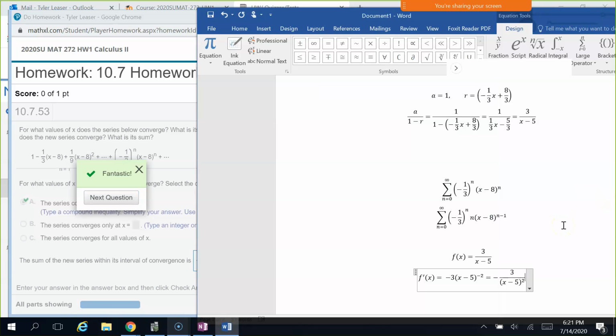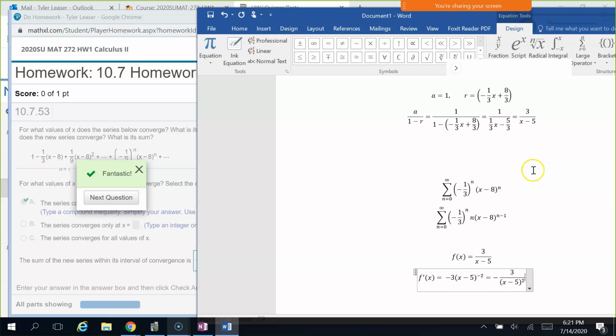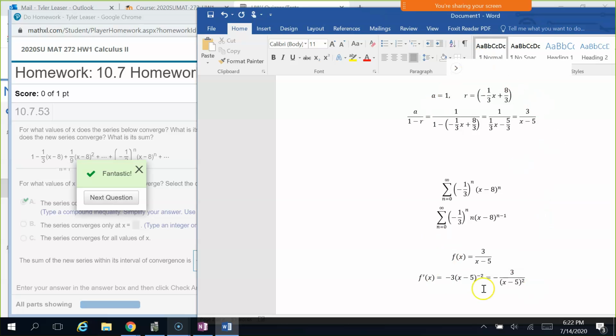Okay, I think it's a really good question. I think it has a lot of the different material that you guys are going to need to know when it comes to the test for Chapter 10 stuff, and it's really important for these power series. A good chunk of the test is going to be on these power series, so it's important that you guys learn this.